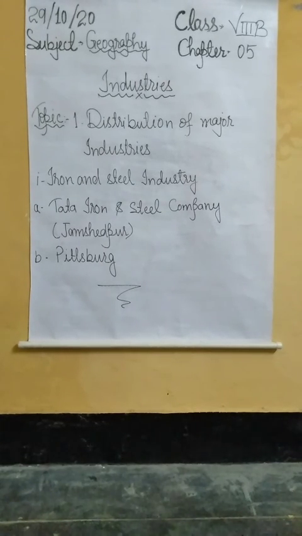So students, now on the basis of all the above explanation, you can understand how important iron and steel industries are for us, and why these industries are mostly located in those places where raw materials like iron ore, coal and water are easily available.